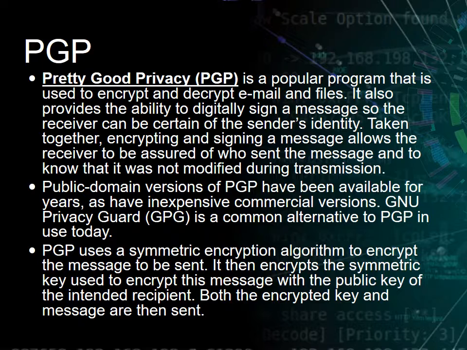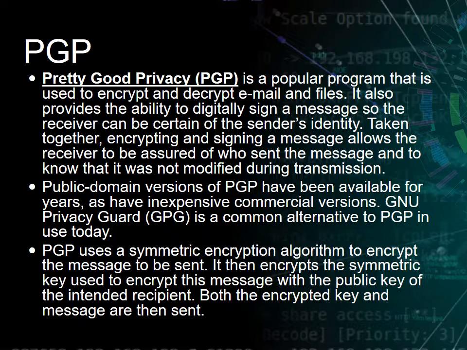It's pretty straightforward. It uses asymmetric encryption. You generate a public and a private key. It also provides the ability to digitally sign messages as well as to encrypt them. Taken together, encrypting and signing a message allows the receiver to be assured of who sent the message and to know that it has not been modified during transmission.